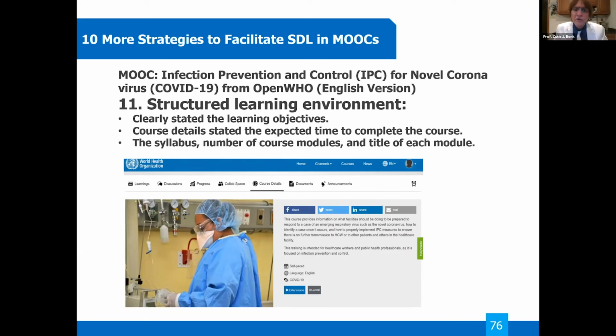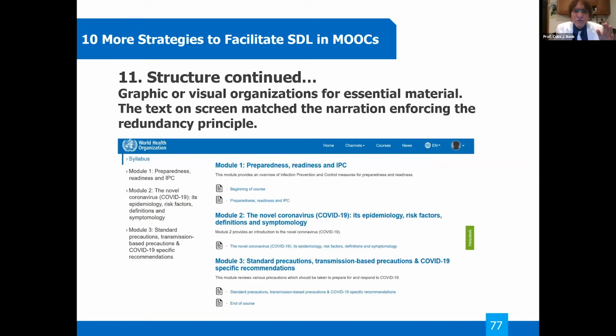Some were exploring this World Health Organization MOOC on COVID-19 at Open WHO, on Infection Prevention and Control. What they found was a very structured learning environment with clearly stated objectives, estimations on time to completion of each module, the number of modules, the title of the course, the syllabus, and so forth. So very structured in terms of the visuals, the graphics that brought all the material together. They matched up any narration or audio files with what's displayed on the screen.